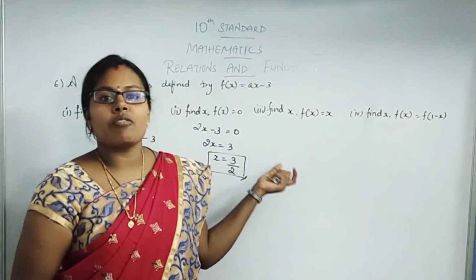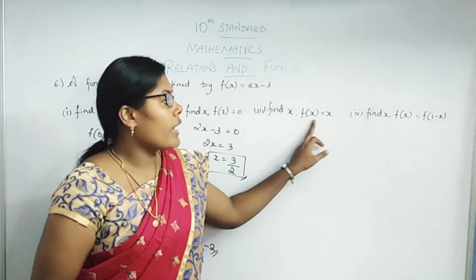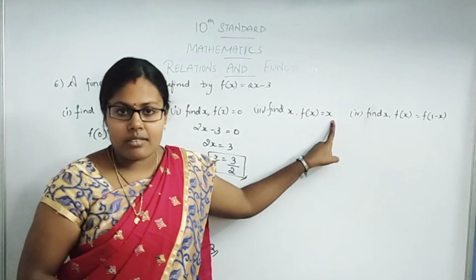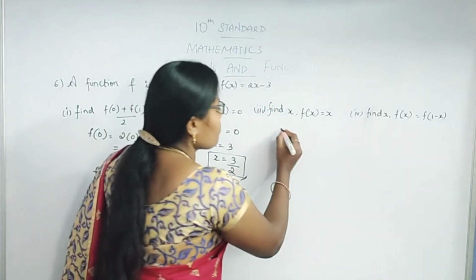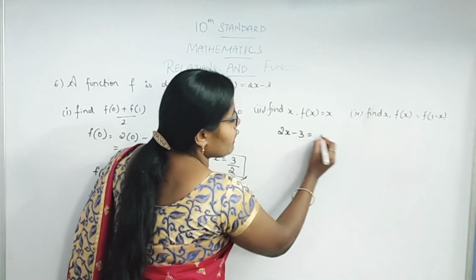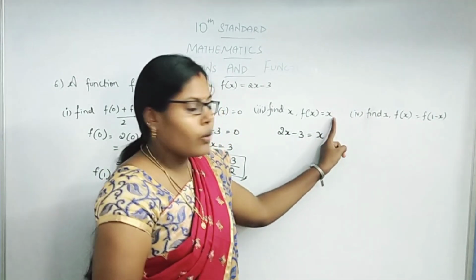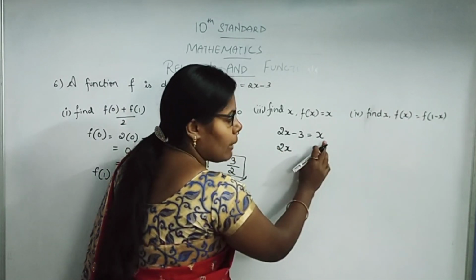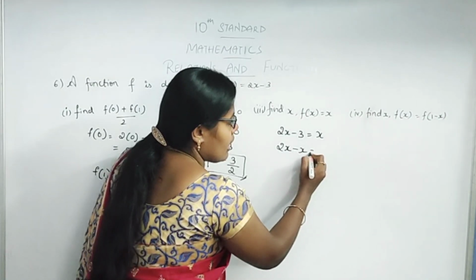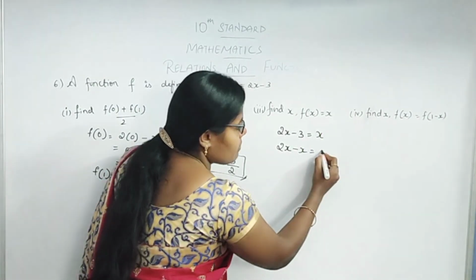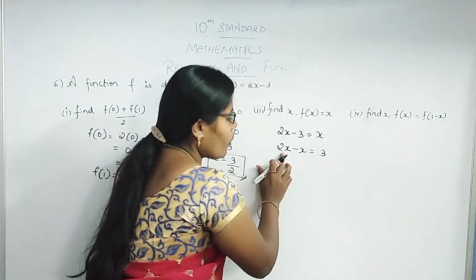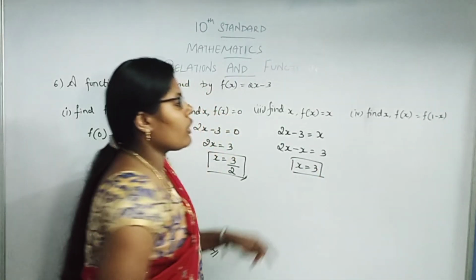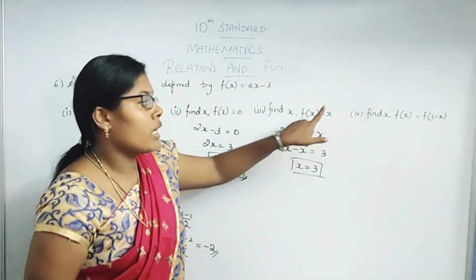Here also you have to find the x value, but here f of x is equal to x. Before they equated it to 0; now we are equating it to x and finding the value of x. So 2x minus 3 is equal to x. Take the x terms to one side. So 2x, if I shift x to this side, becomes minus x, and minus 3 shifted to that side becomes plus 3. Now 2x minus 1x is x, which is equal to 3. So your x value is 3.